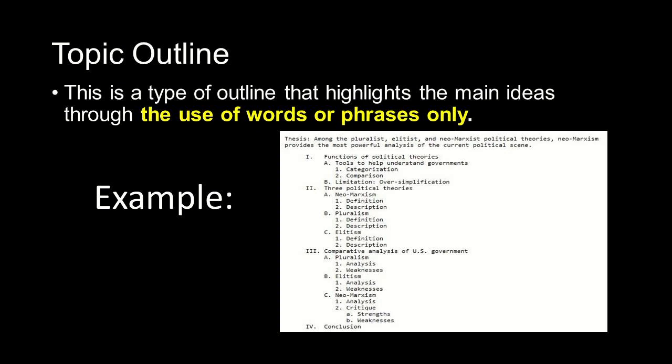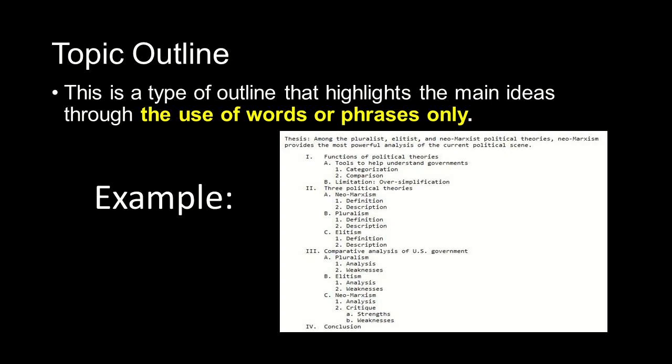The main ideas are divided or signified through the use of Roman numerals. In paragraph 1, the author wishes to talk about the functions of political theories. In paragraph 2, the three political theories. In paragraph 3, the comparative analysis of the U.S. government. And lastly, paragraph 4 will highlight the conclusions made by the author.